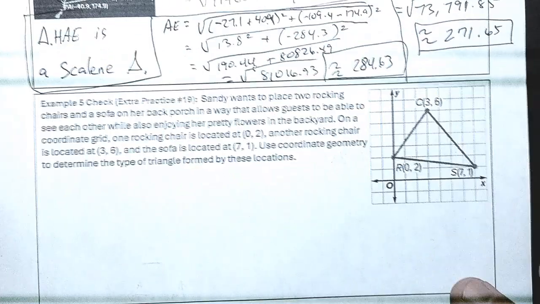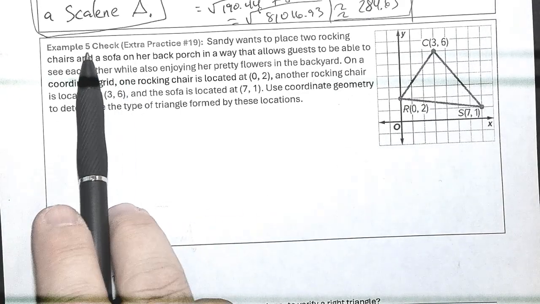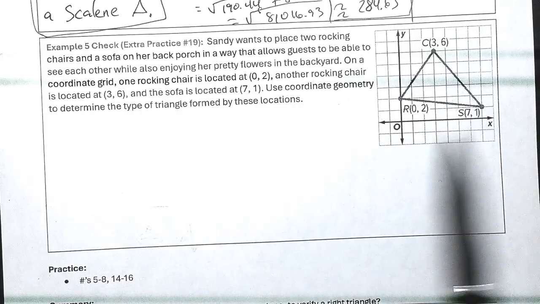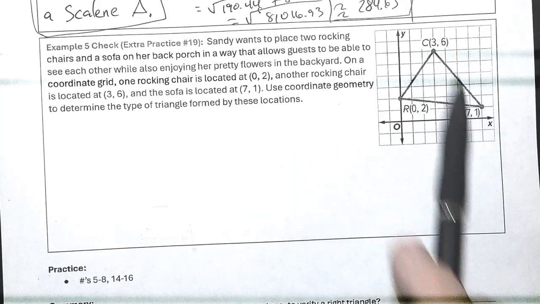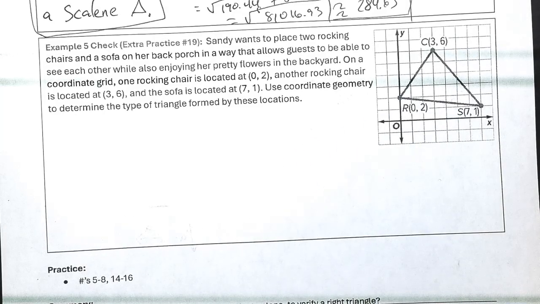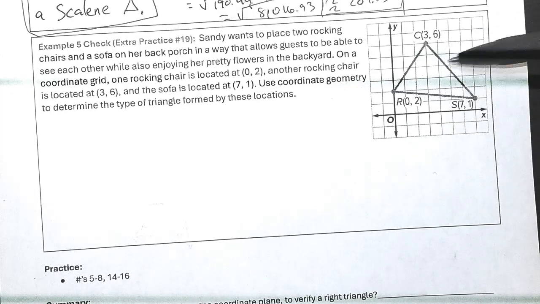Okay, example 5 check. We're going to finish the video off here. Hopefully, I had to pause a couple of times. That's never usually good for me, but here's hoping. So this is your example check. Got your coordinates. They want to know what type of triangle is made right here. Now, I did forget something with scalene. All three sides are not going to be the same here, but it's not a scalene triangle.